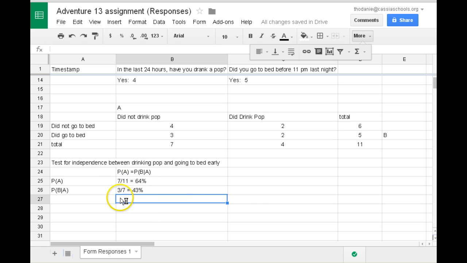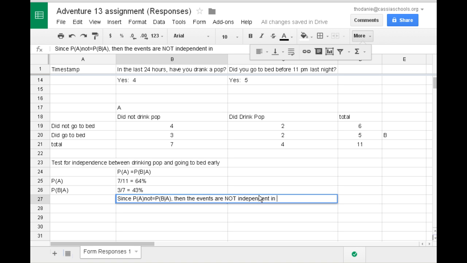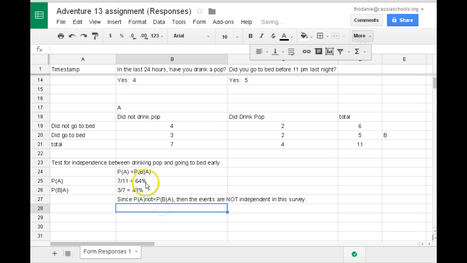Now, that doesn't prove anything else. All it proves is that since P of A does not equal P of B given A, the events are not independent in this survey. So basically, we cannot conclude that doing one does not affect the other. We cannot conclude that not drinking pop doesn't affect your willingness to go to bed on time. So that would be what I would do.